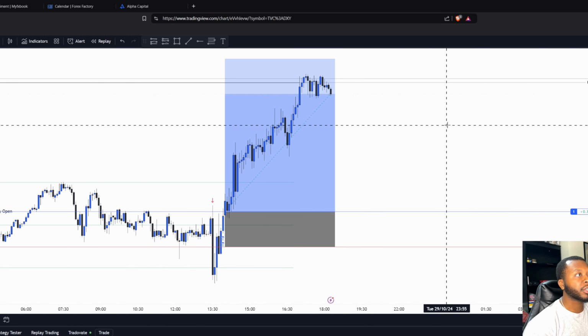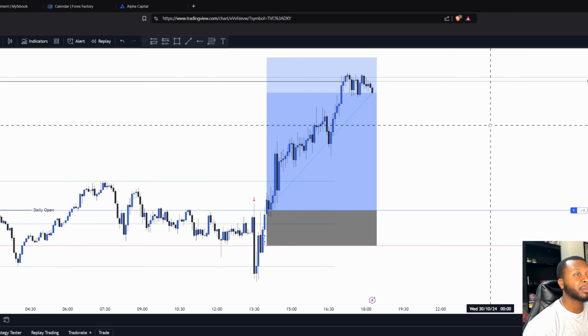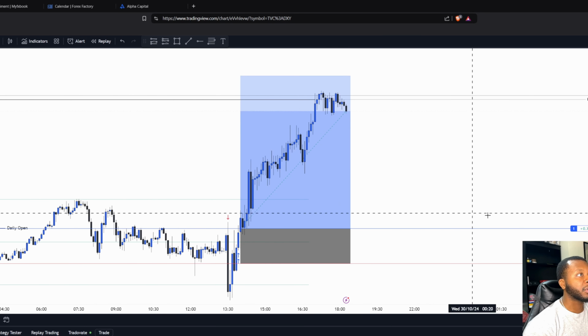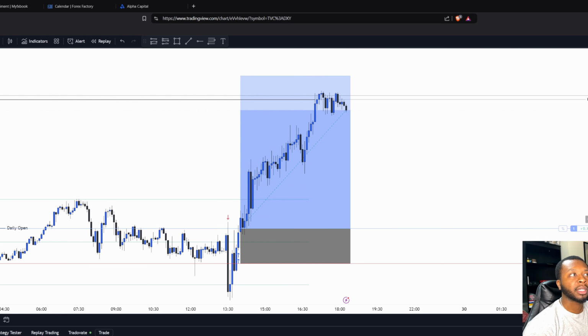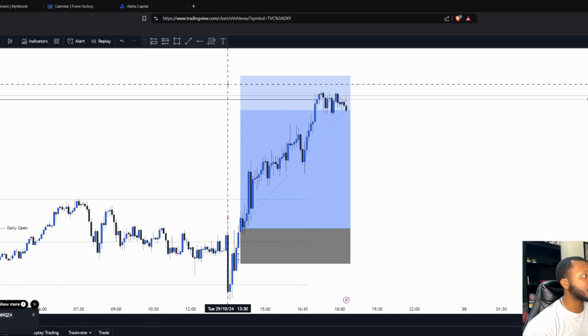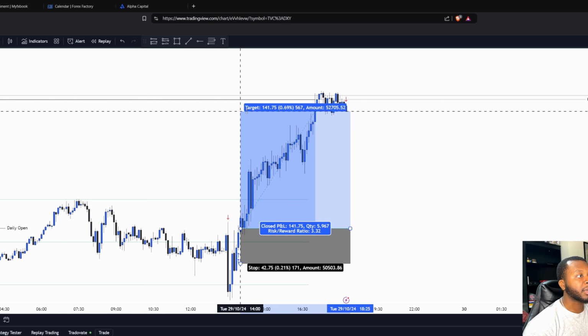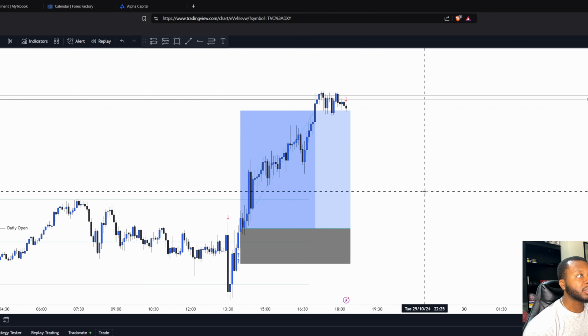Alright, so I'm back on the charts, and from the looks of it, it looks like price might reverse here. And price has been consolidating for a while, so I'm just going to go ahead and close my position. And yeah, position closed. That is about a 3.3R. Not too bad if you ask me.